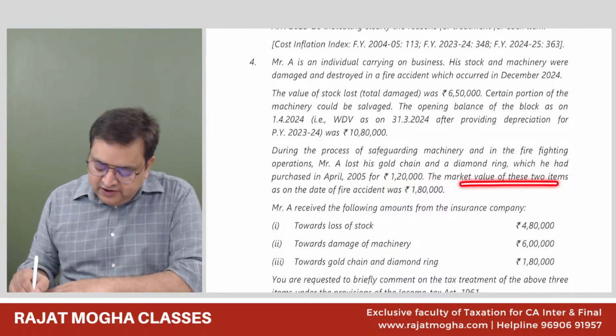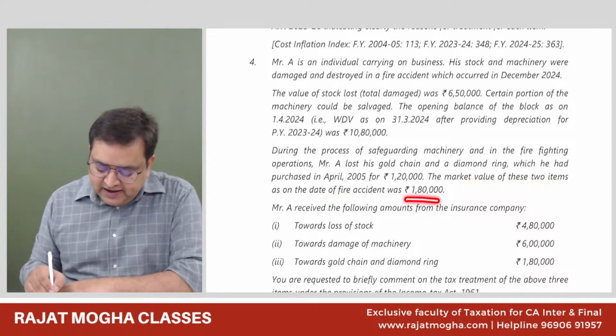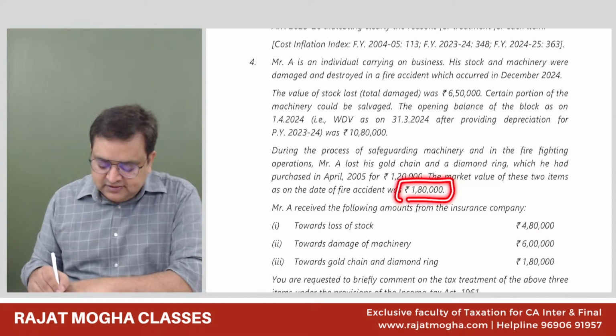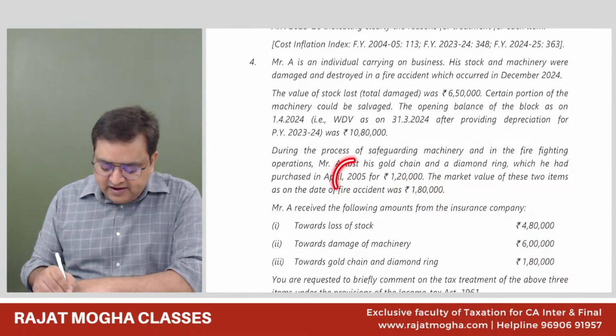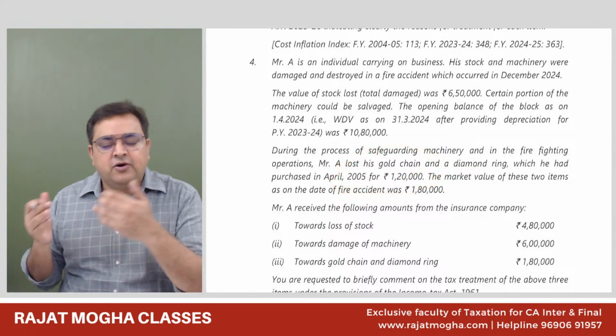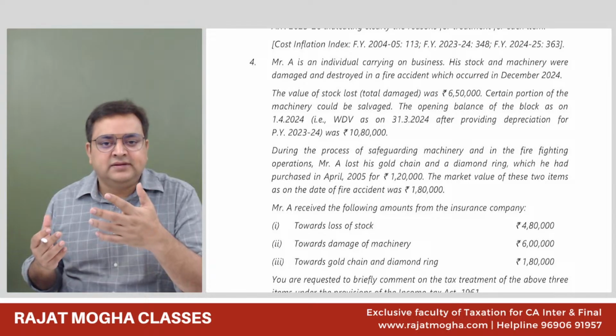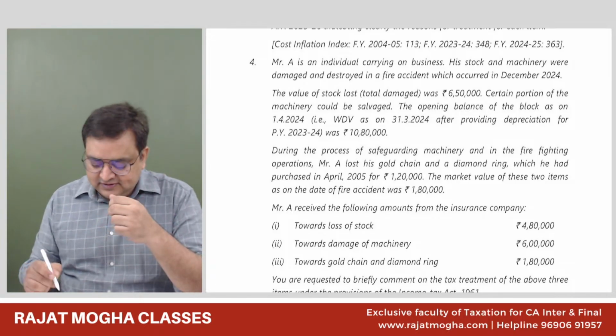The market value of these two items as on the date of fire was 1,80,000. Guys, market value, we don't need it. Why? Because let's say if we are receiving some amount regarding this gold chain or diamond, whatever the amount which we receive from the insurance company, that is actually my full value of consideration, right? And my cost is this.